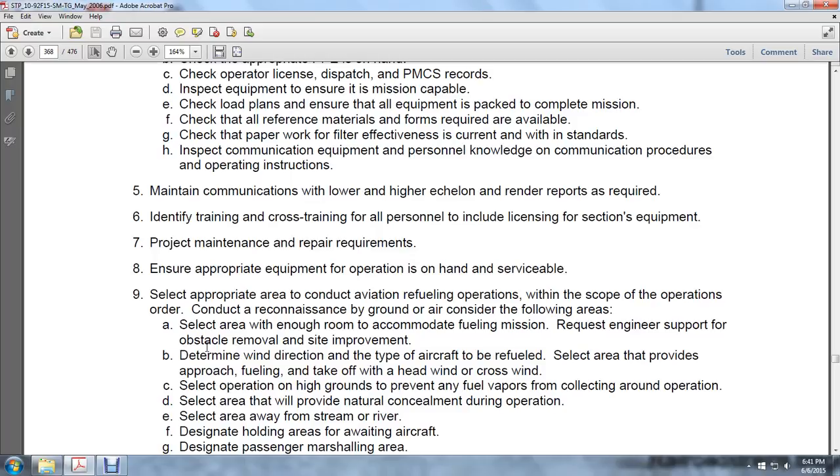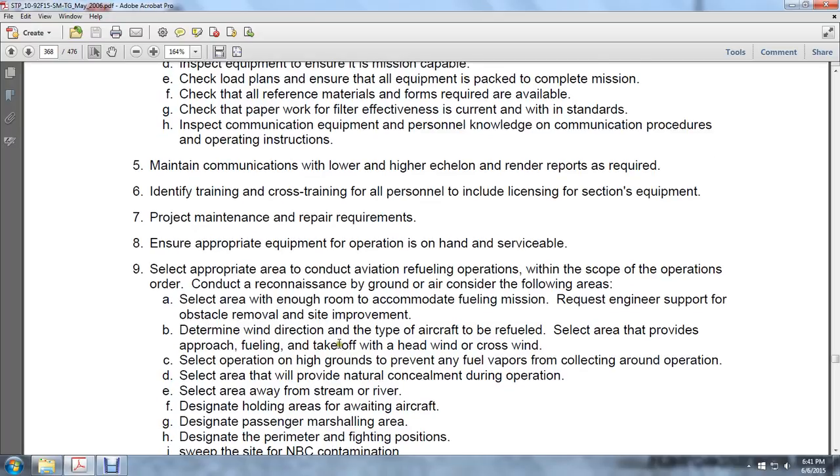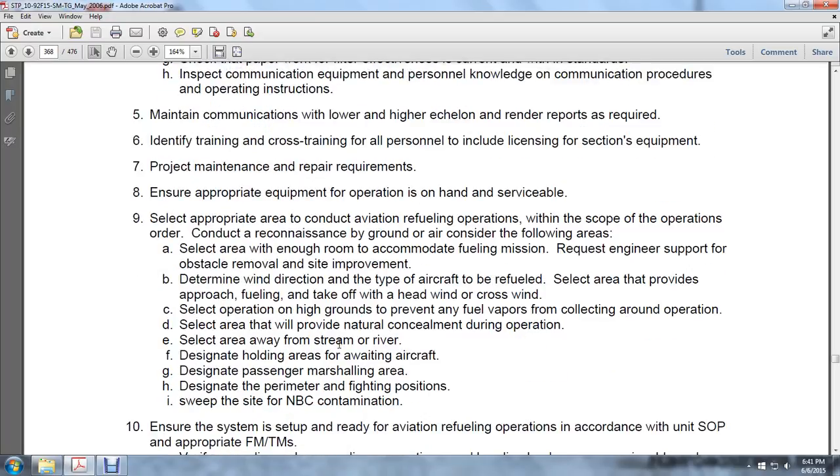Select the operation on high ground to prevent any fuel vapors from collecting around the operation. Select an area that provides natural concealment during the operation. Select a site away from streams or rivers. Designate holding areas for the awaiting aircraft. Designate the passenger marshalling area. Designate fighting positions. Sweep the site for nuclear, biological, and chemical contamination.